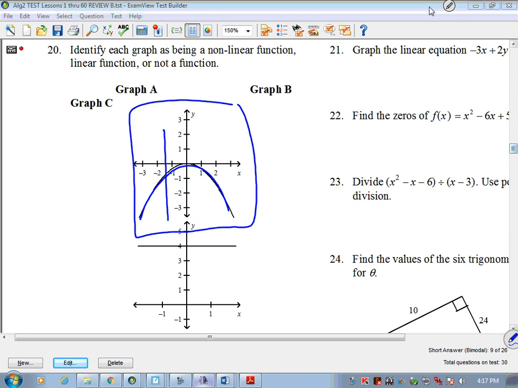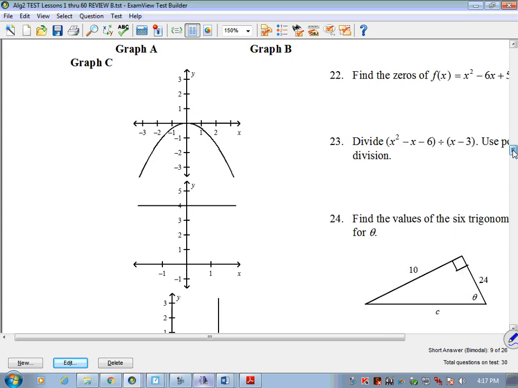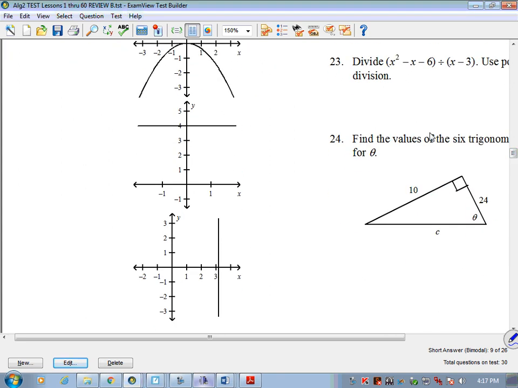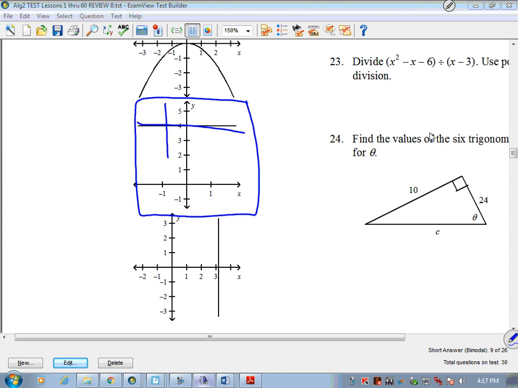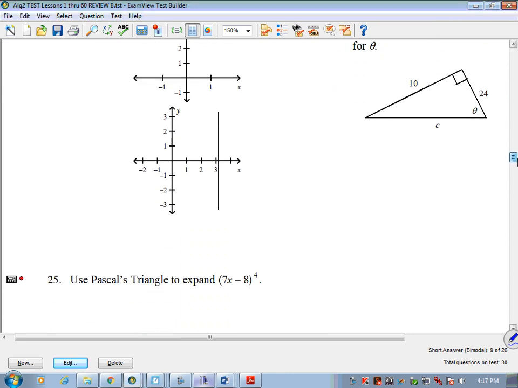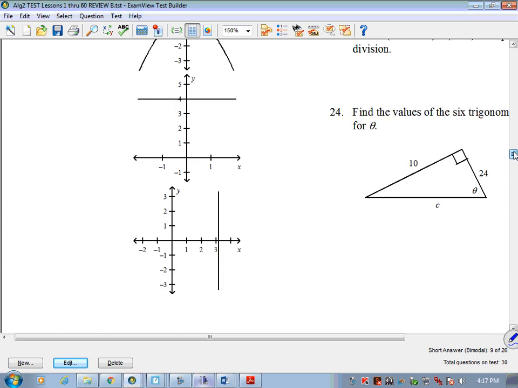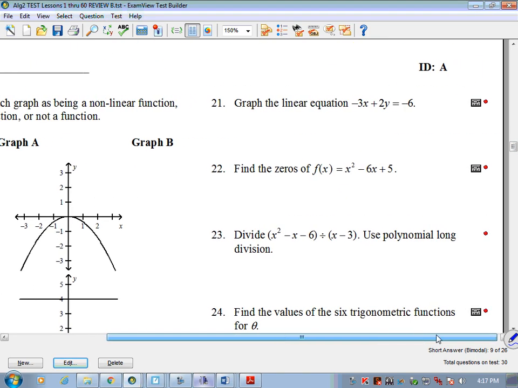Coming down to our next one, graph B. We would say that is a linear function. It passes the vertical line test, and it is a line. So it is a linear function. In graph C, because it's a vertical line, it does not pass the vertical line test, therefore it is not a function. We don't care that it is linear. It is not a function.